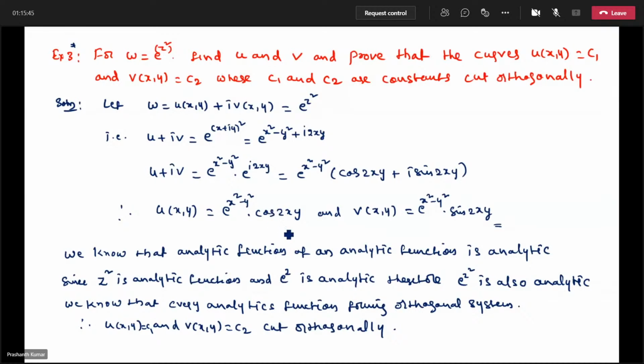Directly you show that m1 m2 is equal to -1. That is, if you show that, automatically these two families of curves are orthogonal.